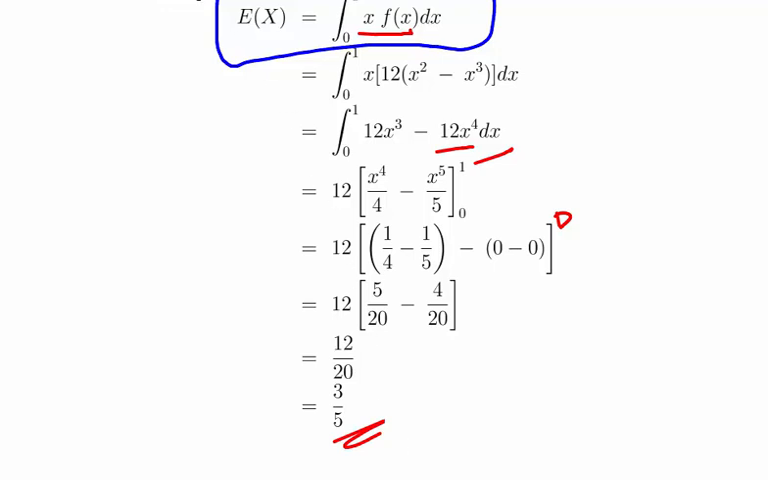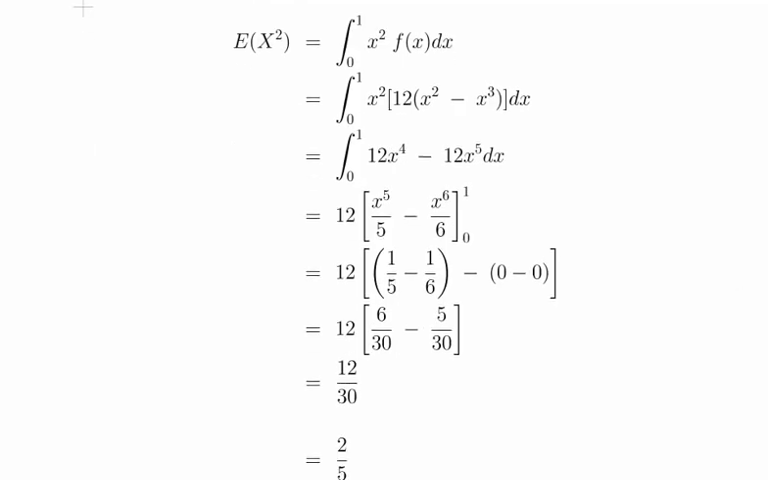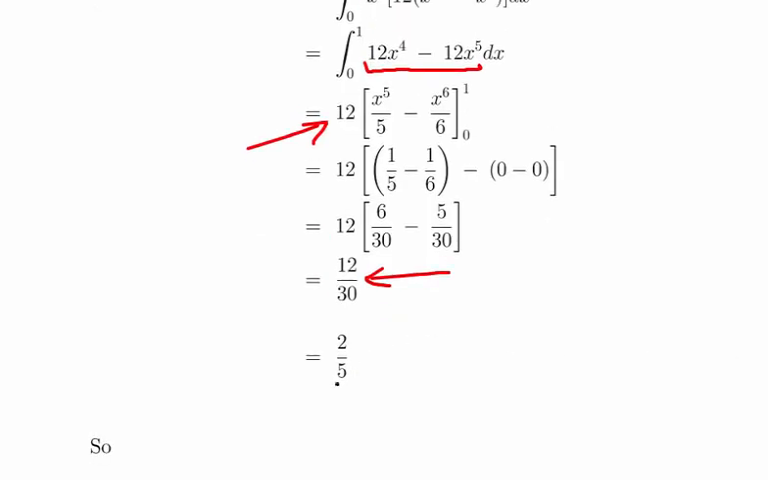Okay, so we have to get the variance as well. An intermediate step is we have to get the expected value of x squared. It's done the same way. Essentially what we're doing is integrating that, which turns into this expression here: 12 times x to the power of 4 minus 12 times x to the power of 5. This is the key part there, evaluated at 1 and evaluated at 0. What we should find is that it ends up as 12 over 30, or in other words, 2 over 5.